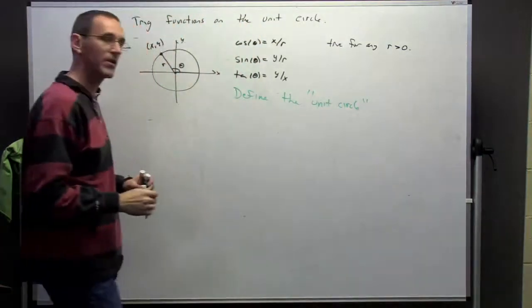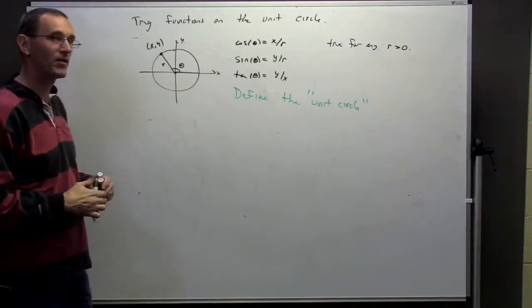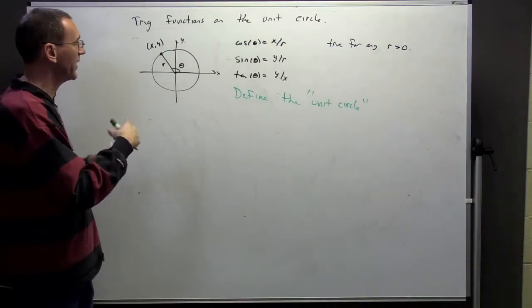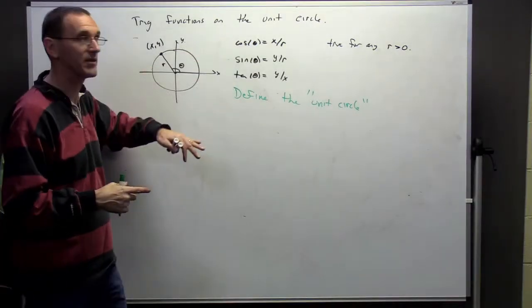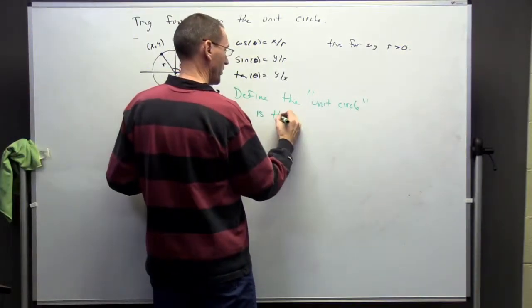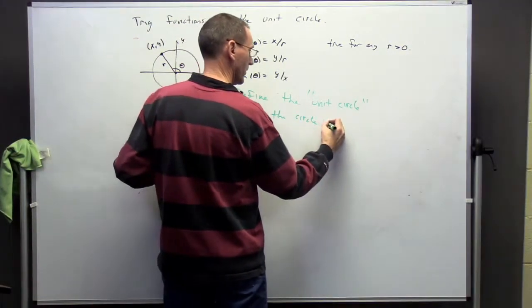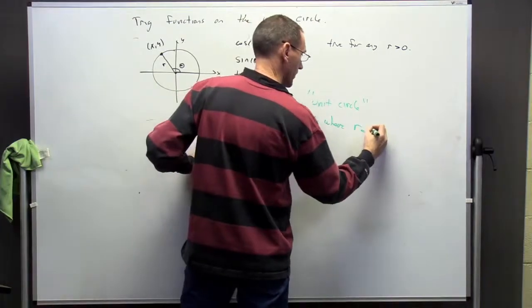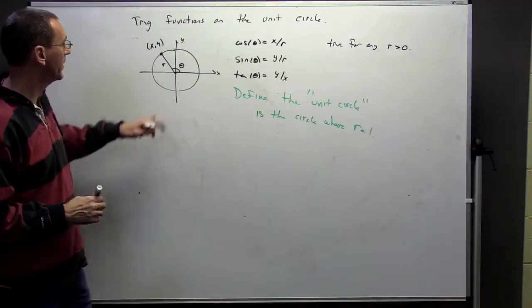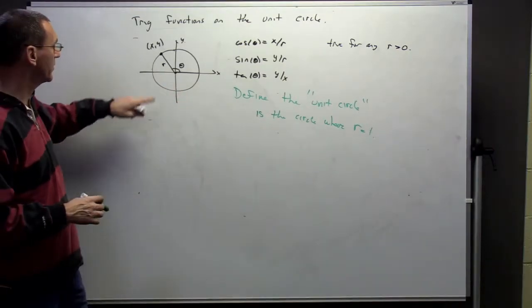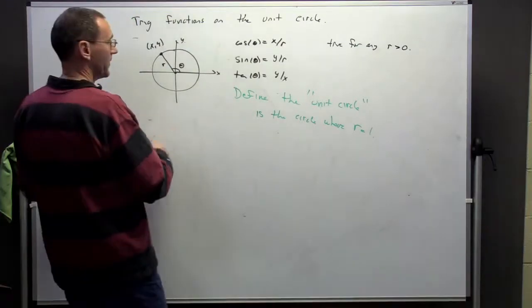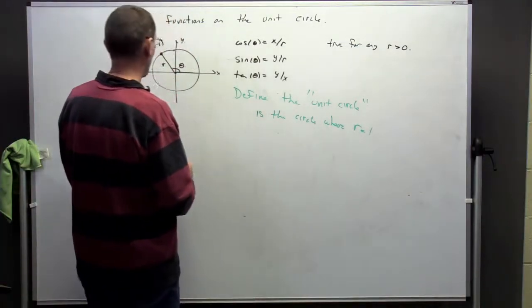And what I want to figure out is, is there a single circle that can be used in any case to think about these things? And the easiest thing to use is the circle of radius 1. So the circle of radius 1, we're going to call that the unit circle, unit for the radius being 1. And in that case, what do we have?